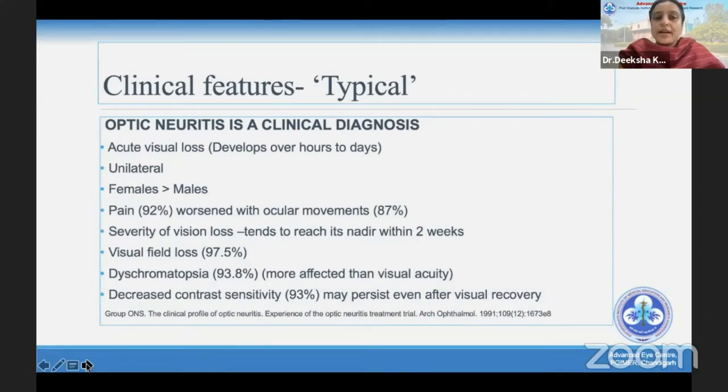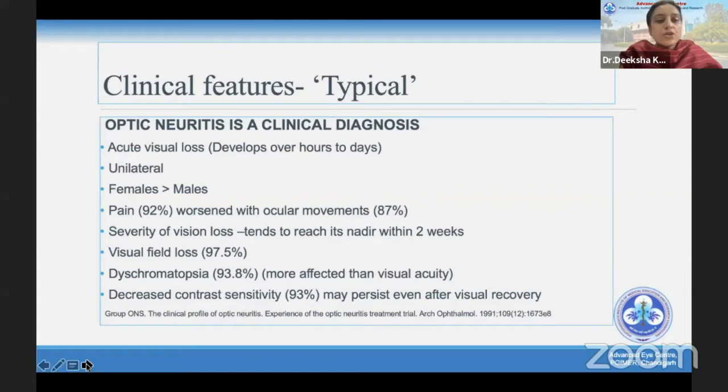By and large, optic neuritis is a clinical diagnosis based on some typical features. The typical features described are that the vision loss is acute or subacute. It develops over hours to days. It is unilateral in most cases. Females are more commonly affected. Pain is seen in more than 90% of these cases, and worsens with ocular movements in 87% of cases.